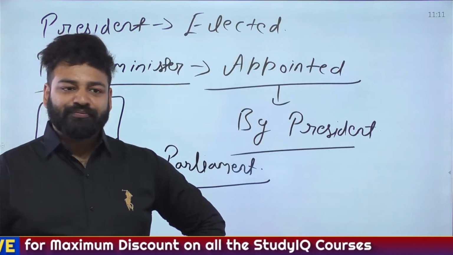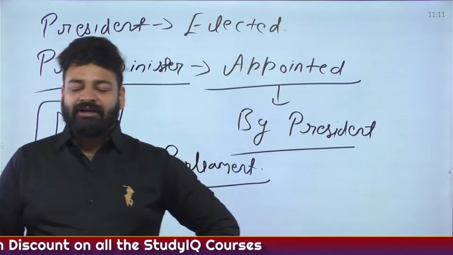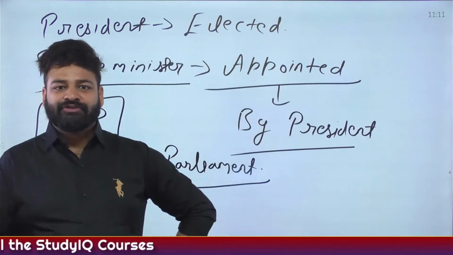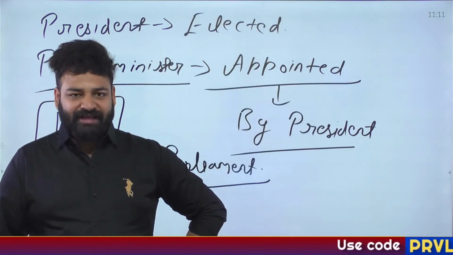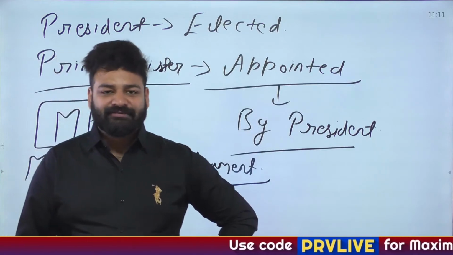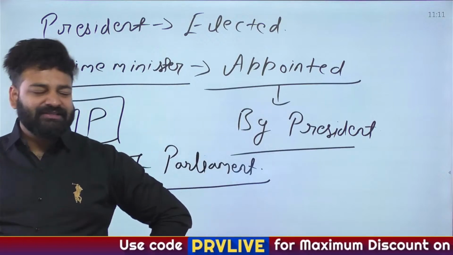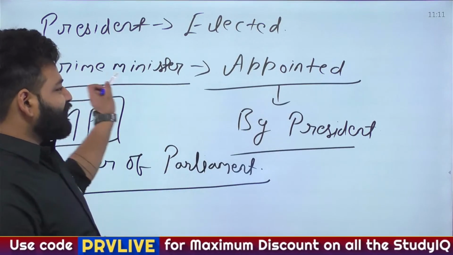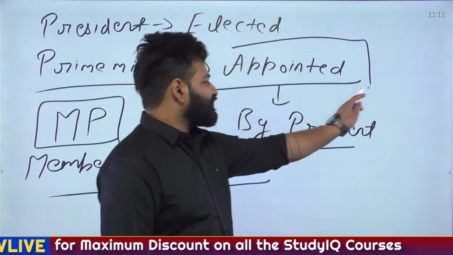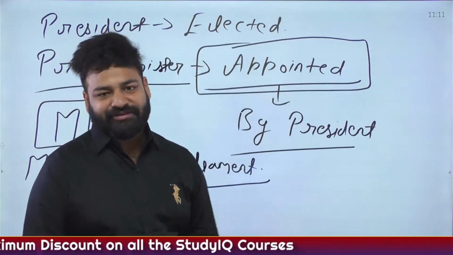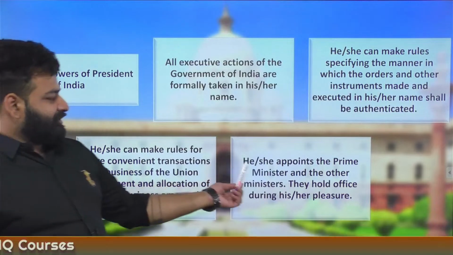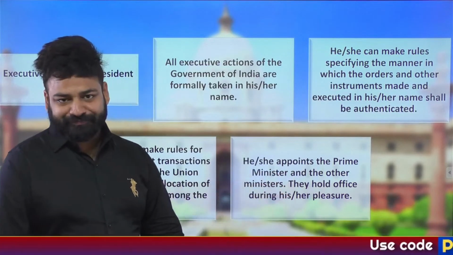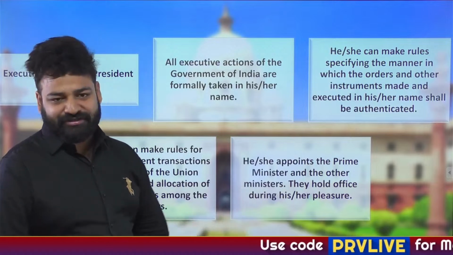A person from the winning party, whosoever is going to form the government, suggests the name, and that name is finalized by the President. Hence the Prime Minister is appointed by the President. So that's the term here. The President appoints the Prime Minister and other ministers.